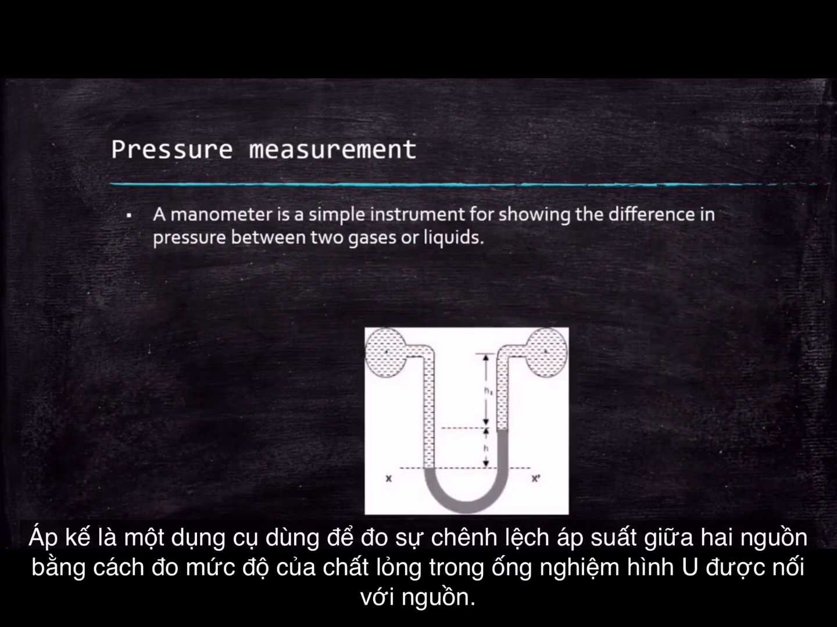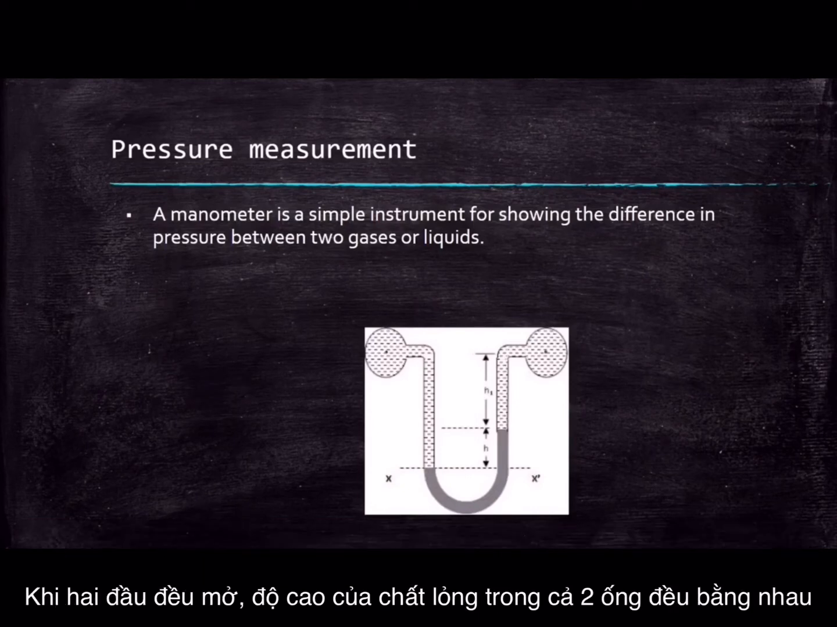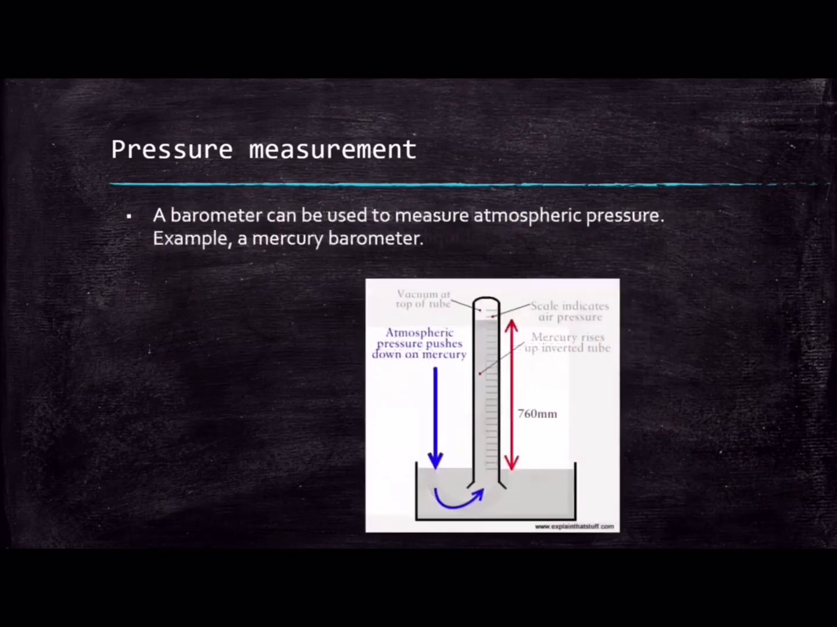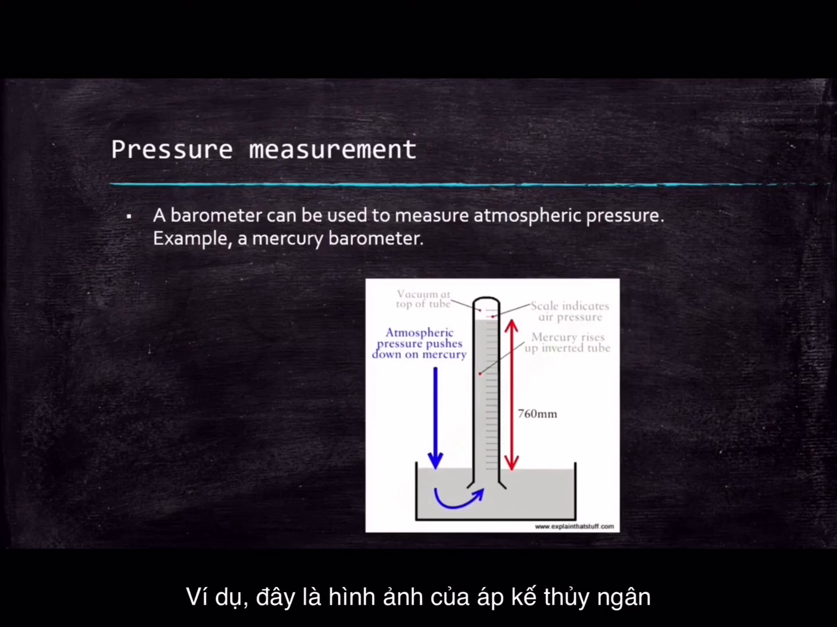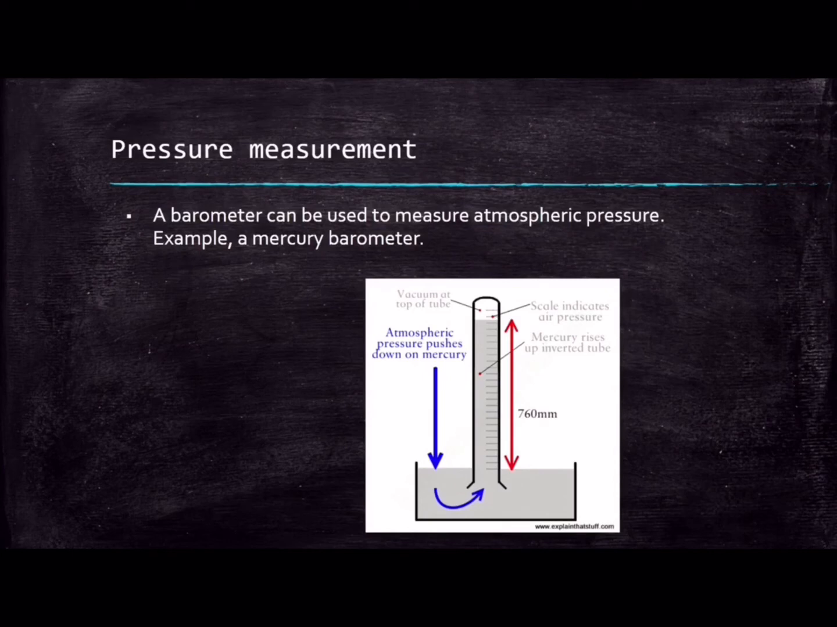A manometer is a simple instrument for showing the difference in pressure between two gases or liquids. A manometer is a U-shaped tube holding a small amount of liquid. When both ends are open, the levels of the liquid in the two sides are the same. A barometer can be used to measure atmospheric pressure. For example, a mercury barometer is shown in the picture below.